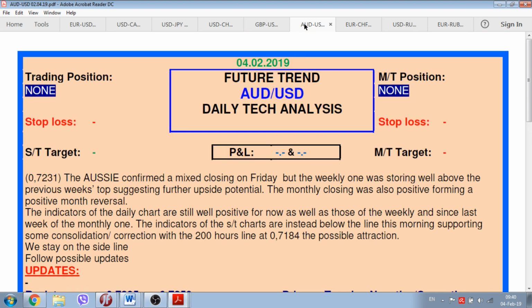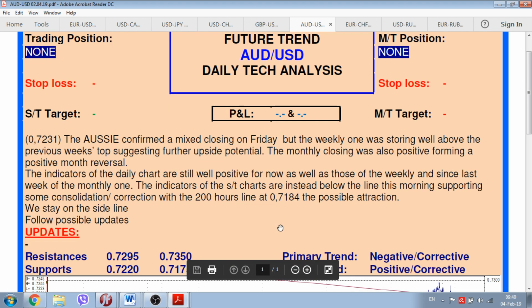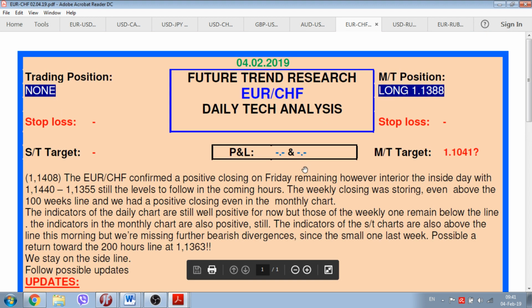Australian dollar. Don't forget that this night we have some very interesting economic numbers coming from Australia in the form of the Australian retail sales report, but more interesting will be the Reserve Bank of Australia interest rate decision and rate statement. So be careful about this kind of economic event. But more or less at the moment FutureTrendResearch prefers to stay on the sidelines in the Australian dollar.